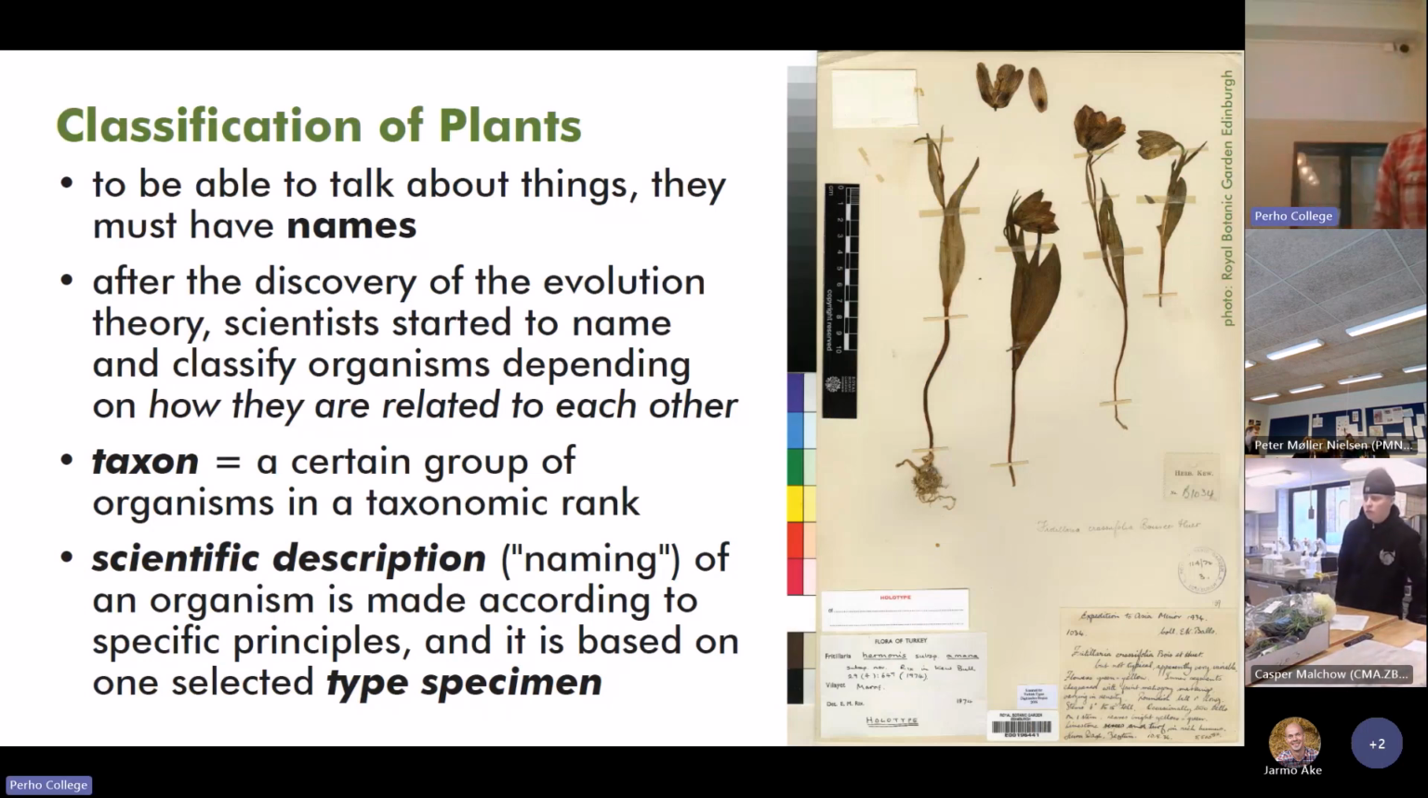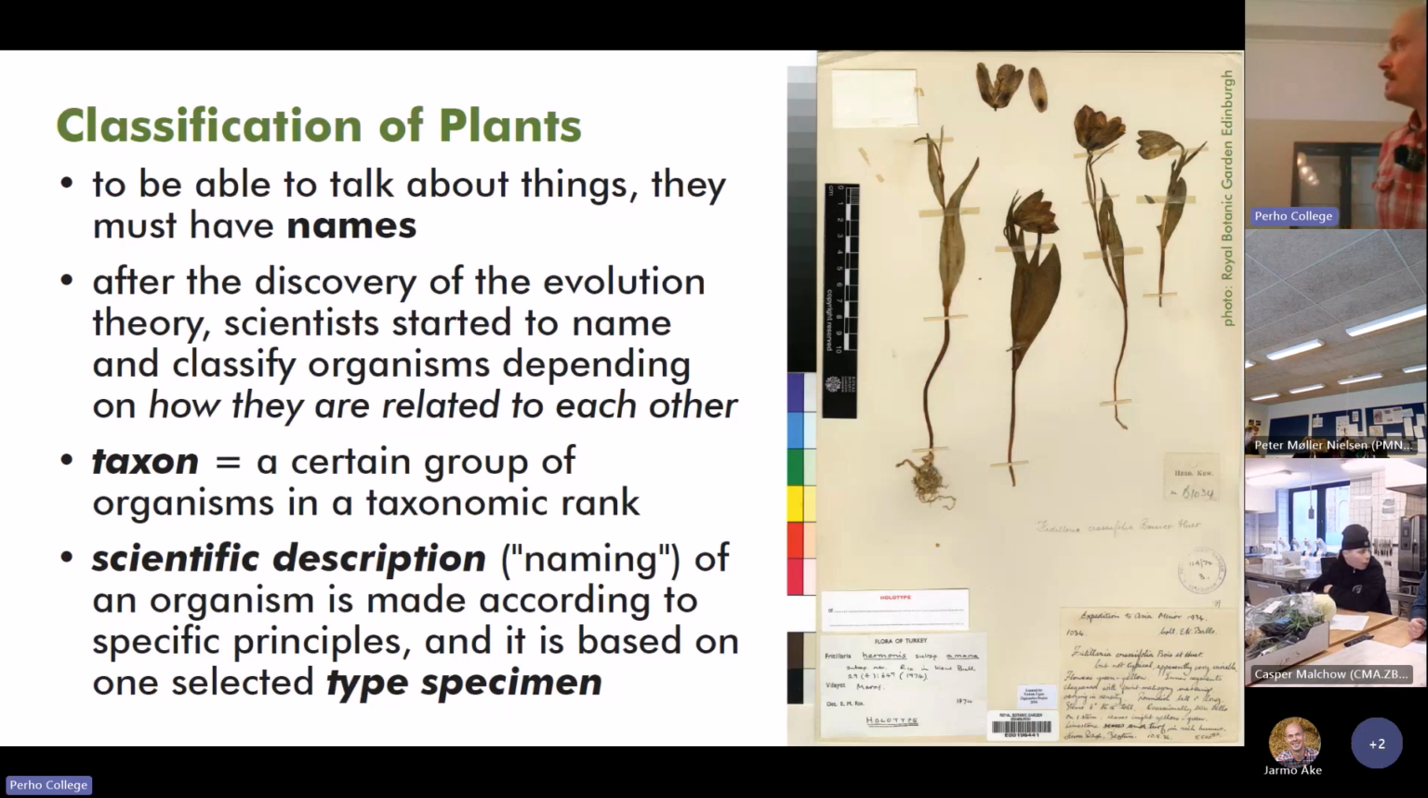The scientific names are the official names of organisms. And the good thing with them is that they are the same in every single language. So they are the real names of things. Also, the rules of using them must be the same for everyone. And that's why there are some rules, for example, in naming them.